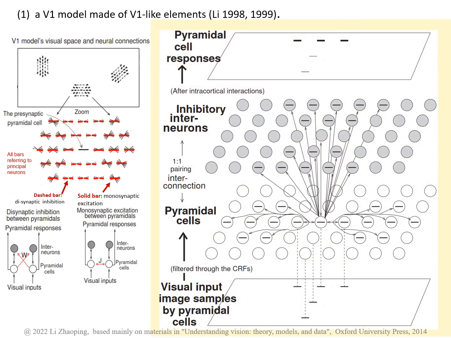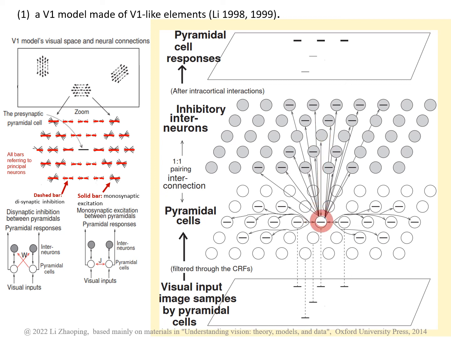Here is another schematic to illustrate how it works with this subnetwork of V1 containing only the horizontally tuned neurons. This is a layer of principal cells, and this is a layer of inhibitory interneurons, one-to-one matched with the principal neurons. Only this one-to-one match is indicated to avoid cluttering in this schematic.